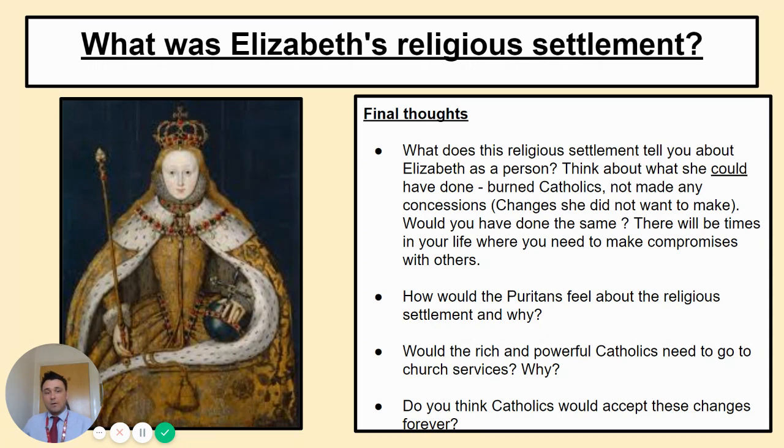And it's this idea about compromises. I don't want to turn this into a learn for life lesson, but think, would you have done the same if you were Elizabeth? Because there will be times in your life where you need to make compromises with other people as well. Think about this. How would the Puritans feel about this religious settlement, and why? And there will be a video on this, Year 7. If you want to go and watch that, it will be on the YouTube channel. Year 10, this will be your video to complete after this lesson.